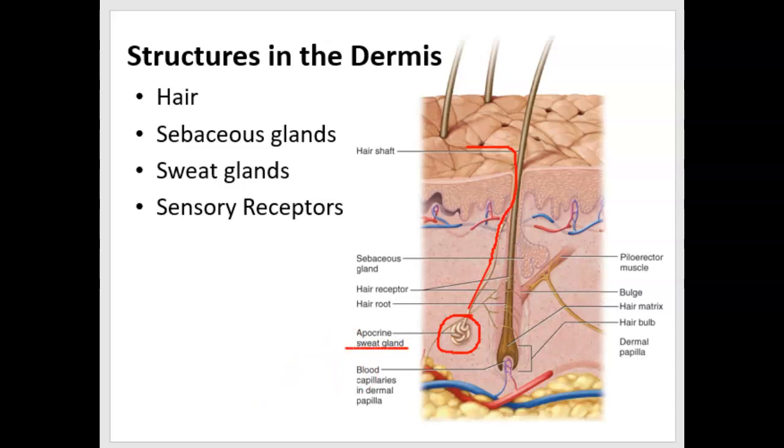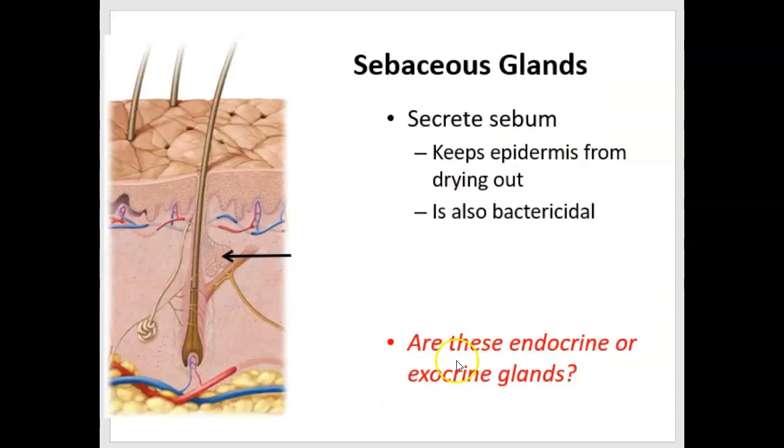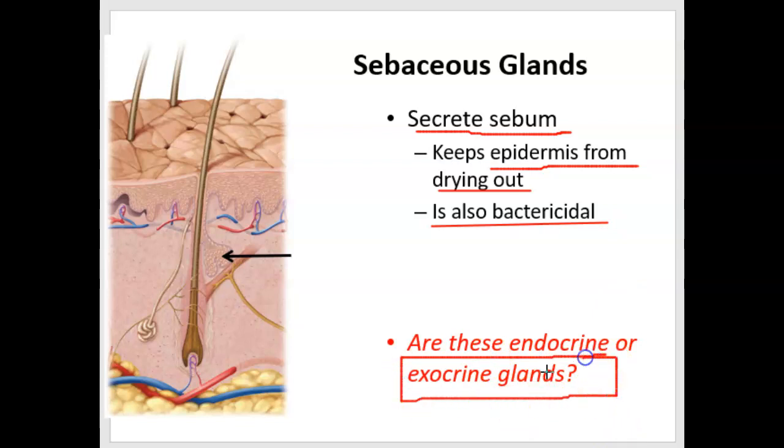So let's look at sebaceous glands first. Sebaceous glands, I want to ask you, are they considered endocrine glands or exocrine glands? They're making sebum. The sebum travels in a duct up to the epidermis to keep it from drying out. It also has some bactericidal agents. So I'm hoping you figured it out that this is an exocrine gland.